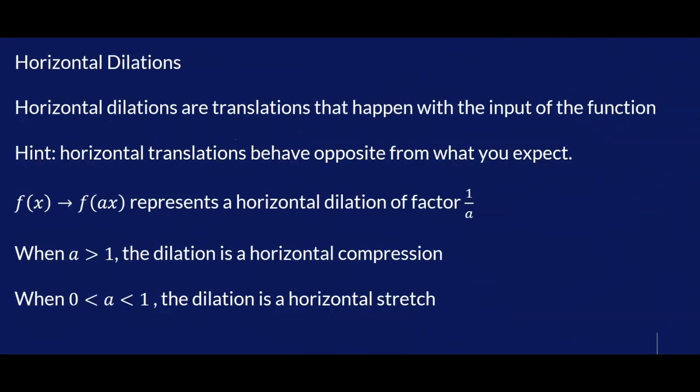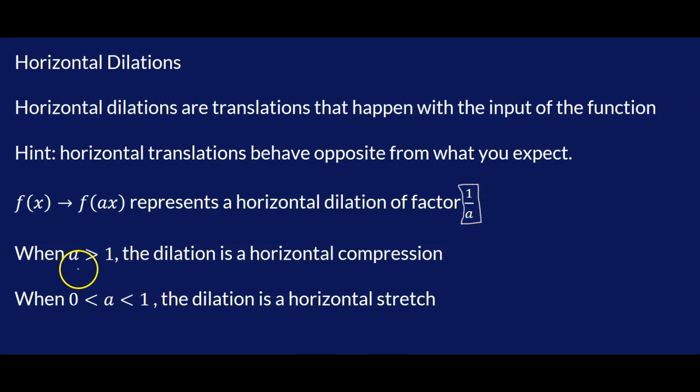So what is a horizontal dilation? The dilations happen with the input of the function, and like I said earlier, like you should know if you have watched some of the other videos on transformations, when it comes to the horizontal axis, it tends to behave a lot differently from the way you would normally expect it to behave. So for example, if I have f of x being transformed to f of ax, this represents a horizontal dilation of factor 1 over a. So let's see what that means.